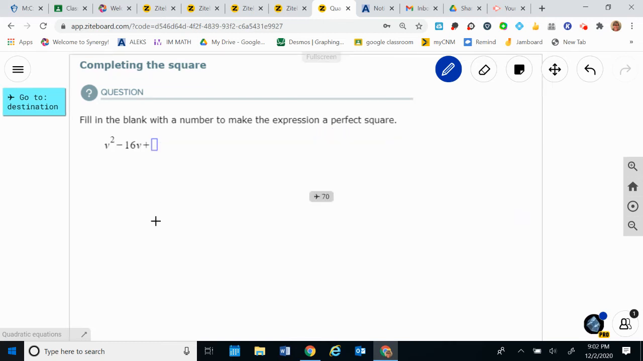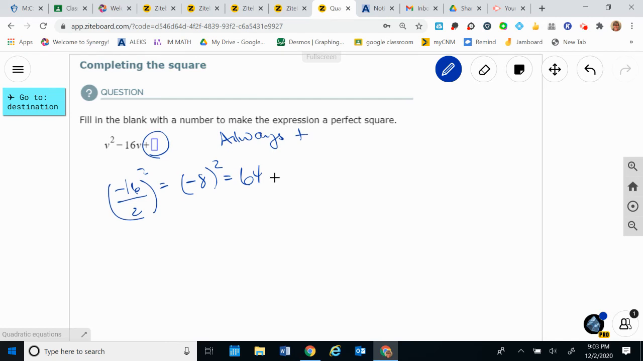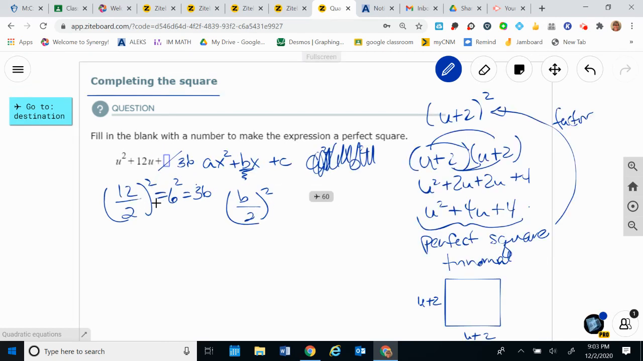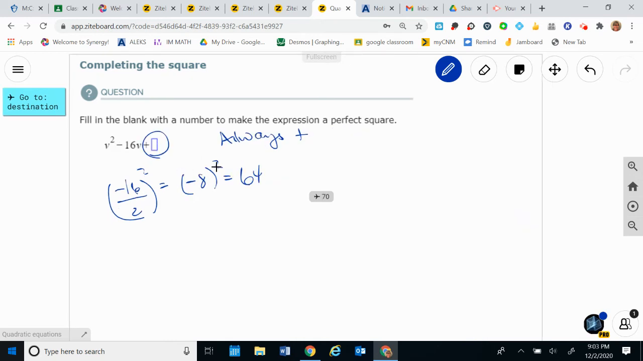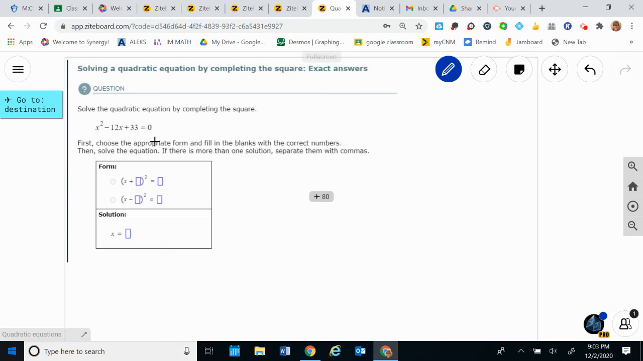Let's see if I did another one. Yep. So here, you're going to take the middle term. Now, it is negative 16 divided by 2, squared. It doesn't really matter if it's negative or positive because you're going to get negative 8 squared, which is 64. So no matter what, when you complete the square, that third term is always positive, because whether it's negative or positive, it's always going to be positive in the end when you square it. Okay, next. Here we go.